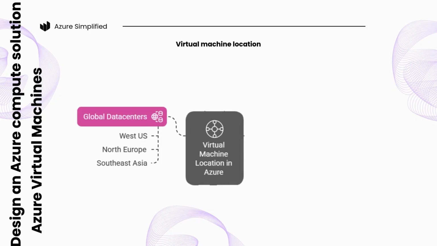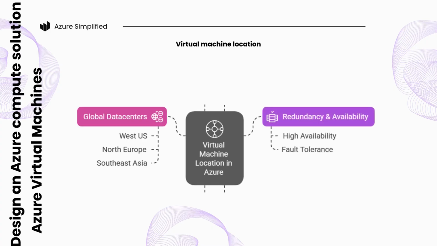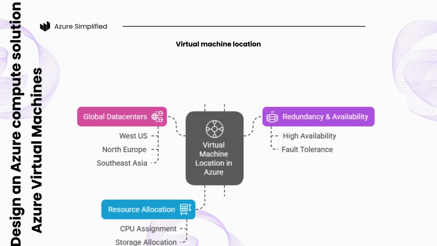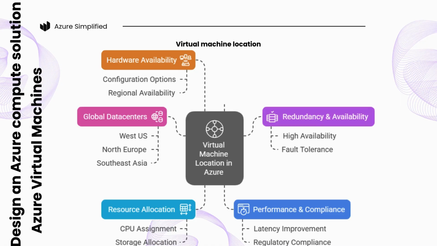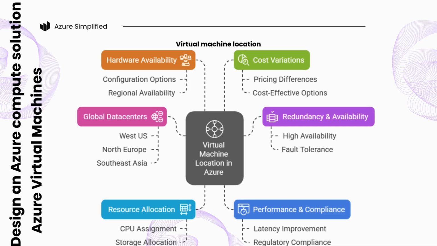Key points. Virtual machine location in Azure. Global data centers. Azure has data centers worldwide, grouped into regions, e.g., West US, North Europe, Southeast Asia. Redundancy and availability. These data centers ensure high availability and fault tolerance. Resource allocation. Virtual machines are assigned CPU and storage in the selected region. Performance and compliance. Placing VMs closer to users improves latency, performance, and ensures regulatory compliance. Hardware availability. Some configurations may not be available in every region. Cost variations. Prices differ across regions, so it's advisable to check for cost-effective options.